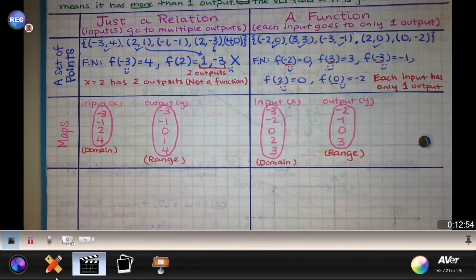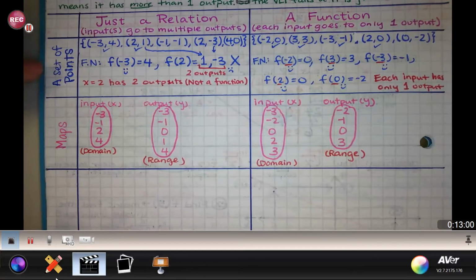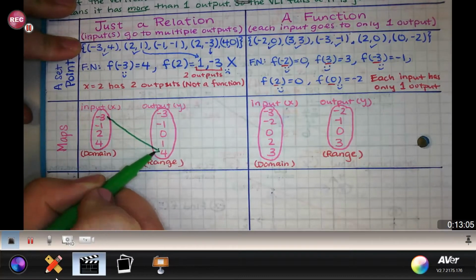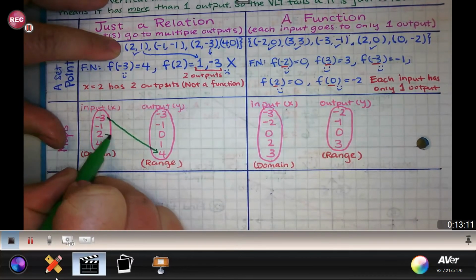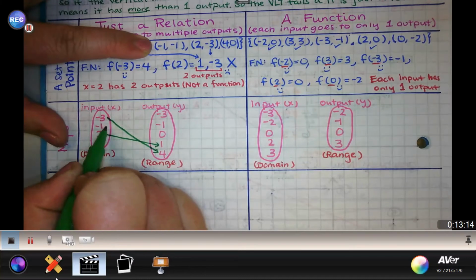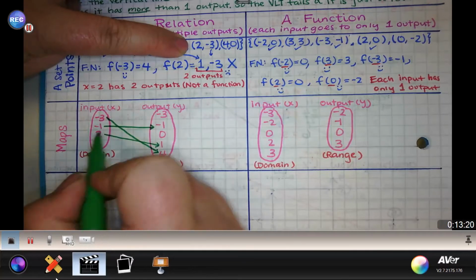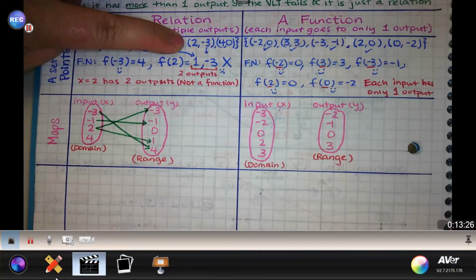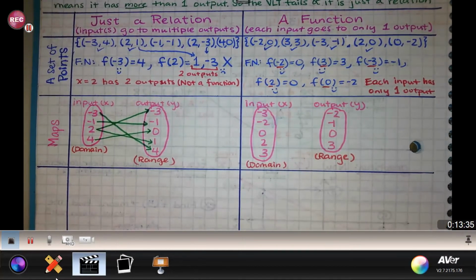Then we use arrows to show, or map, which inputs go to which outputs. So from up here, -3 goes to 4. So I start at -3 and draw an arrow to 4. 2 goes to 1. -1 goes to -1. And 2 also goes to -3, so I'm going to come back to 2 and do that. And then lastly, 4 goes to 0. Boom. And there you go.